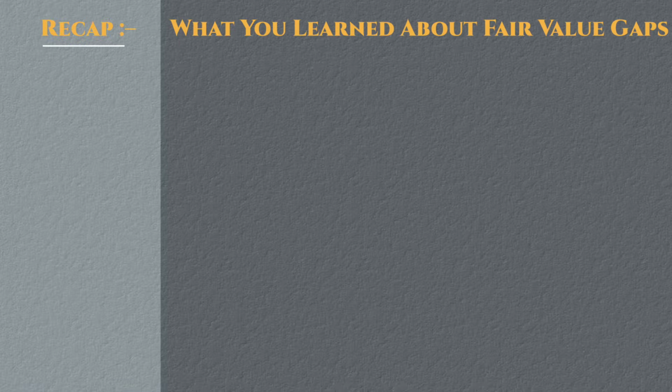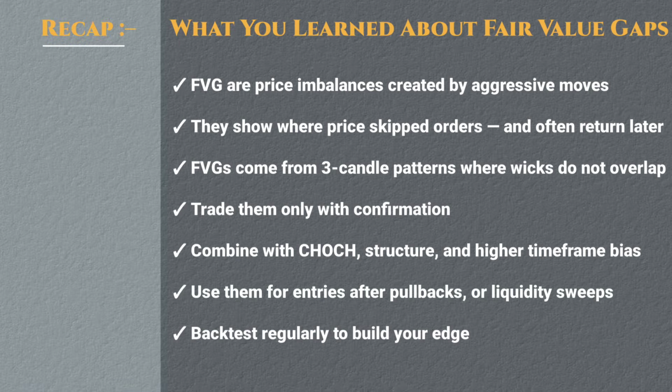Recap. What you learned about fair value gaps. Fair value gaps are price imbalances created by aggressive moves. They show where price skipped orders and often return later. FVGs come from 3-candle patterns where wicks do not overlap. Trade them only with confirmation. Combine with change of character, structure, and higher timeframe bias. Use them for entries after pullbacks, breakouts, or liquidity sweeps. Backtest regularly to build your edge.